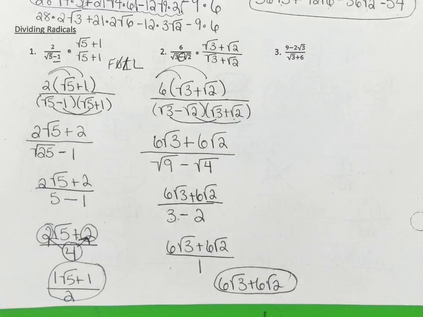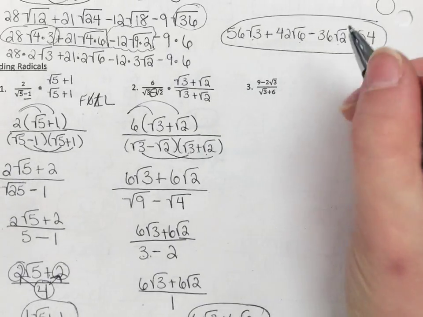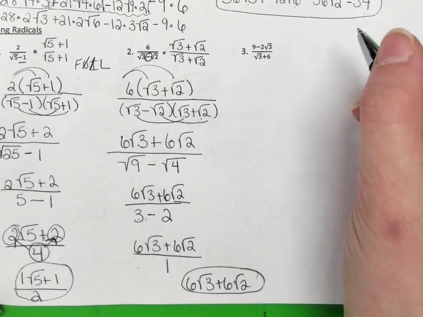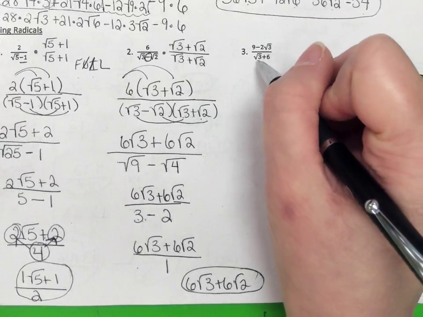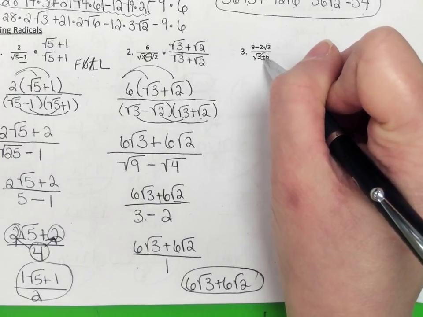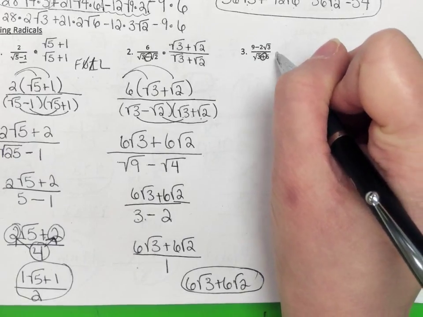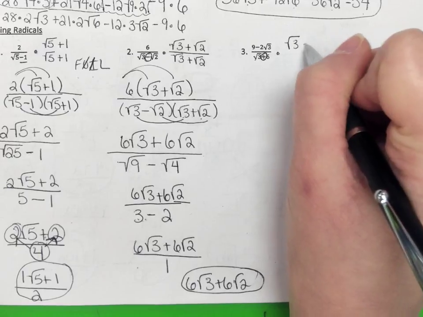One more? Alright, here we go. What's wrong? Square root on the bottom. You got to do the opposite sign. When you get a sign, what's the opposite of a positive? Negative.